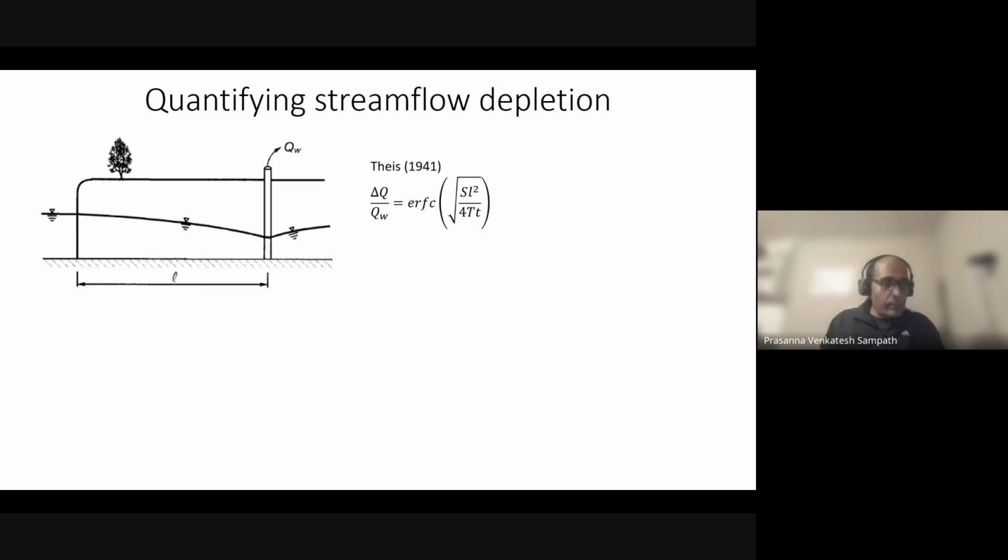ERFC is called the complementary error function. I'm not going to get into what it is and so on and so forth. But basically you can use Excel. In Excel, you can use this function ERFC and put in some number into it. You'll get the value of the complementary error function. Let's not worry about what it is. Let's just assume it's some mathematical function which gives you an answer.